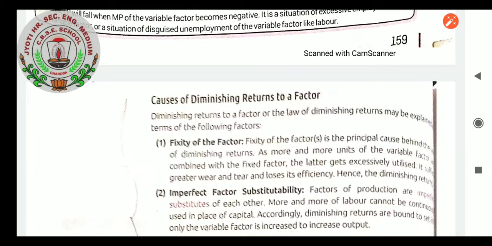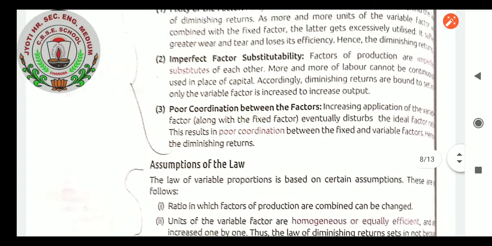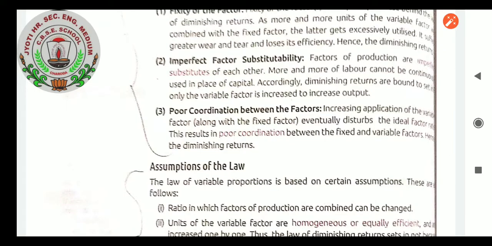Students, diminishing returns to a factor, or the law of diminishing returns, may be explained in terms of the following factors. Very first, fixity of the factor. Fixity of the factors is the principal cause behind the law of diminishing returns. As more and more units of the variable factor are combined with the fixed factor, the latter gets excessively utilized. It suffers greater wear and tear and loses its efficiency, and diminishing returns come. Imperfect factor substitutability. Factors of production are imperfect substitutes of each other. More and more labor cannot be continuously used in place of capital. Accordingly, diminishing returns are bound to set in.